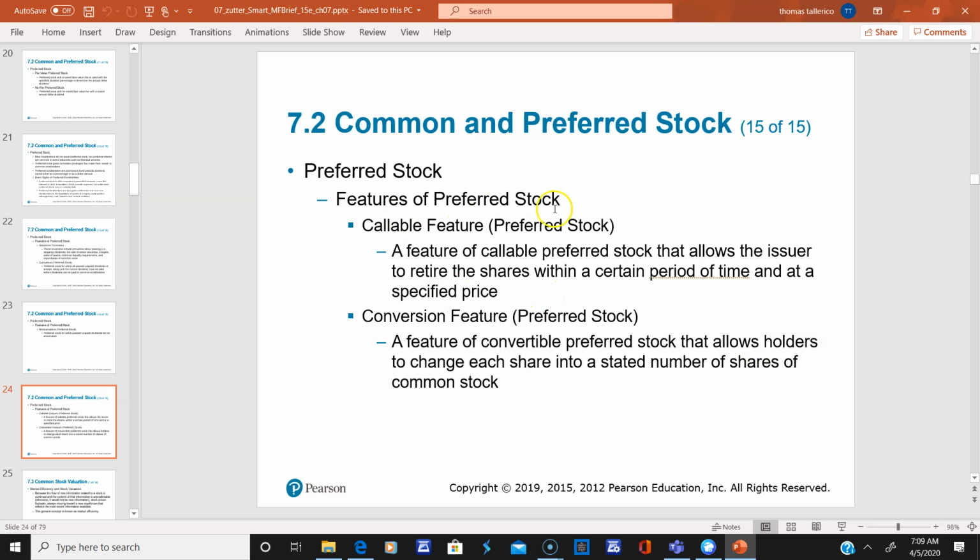Now, preferred stock can be called back. You notice it says there's a callable feature. This is why a lot of times it makes it look like a bond. This is a feature of callable preferred stock that allows the issuer to retire the shares within a certain period of time and at a specified price. And depending on the rules, the preferred stock could have a conversion feature. That's a feature of convertible preferred stock that allows holders to change each share into a stated number of shares of common stock.